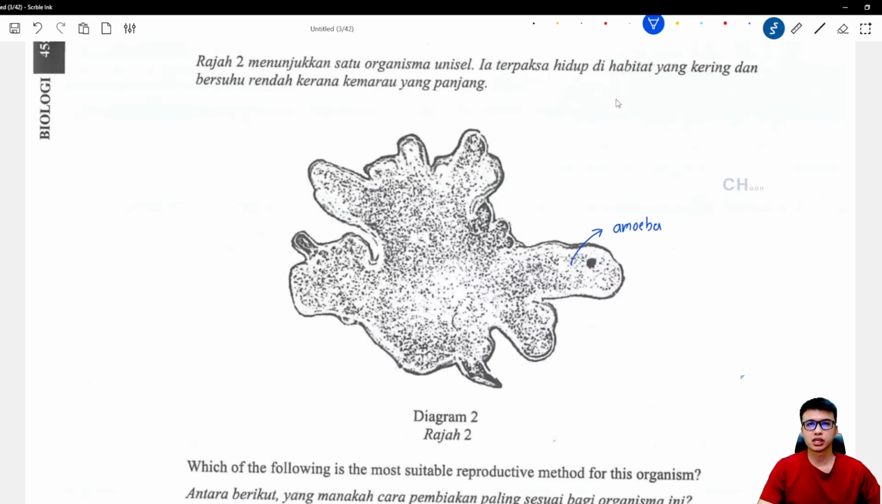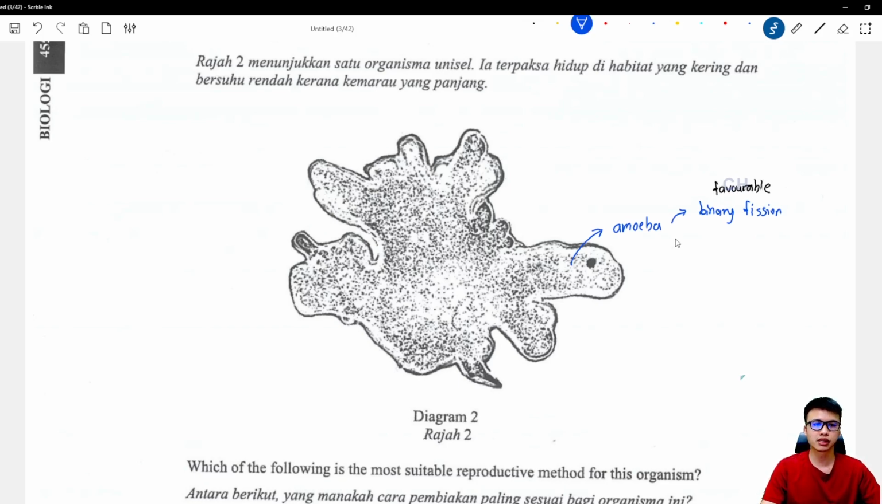Now, this organism has two ways to reproduce. The first one is called binary fission, where the amoeba is going to split into two. They will do this when the environment is favorable.